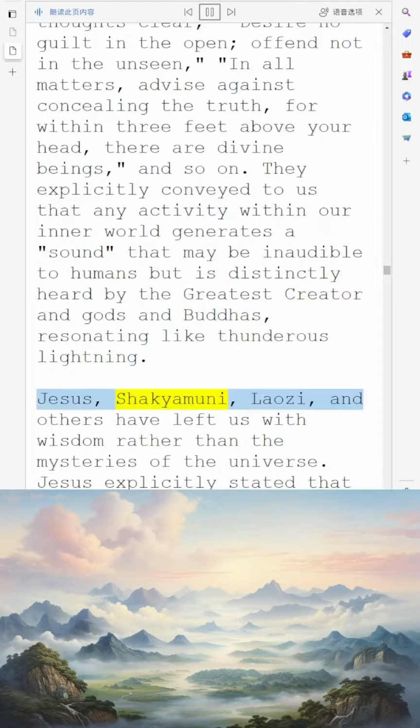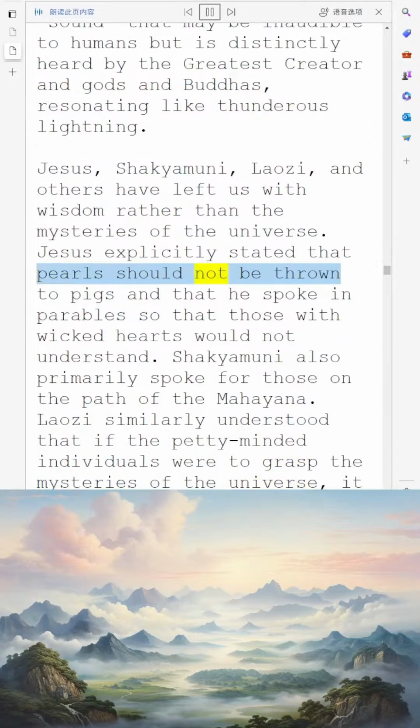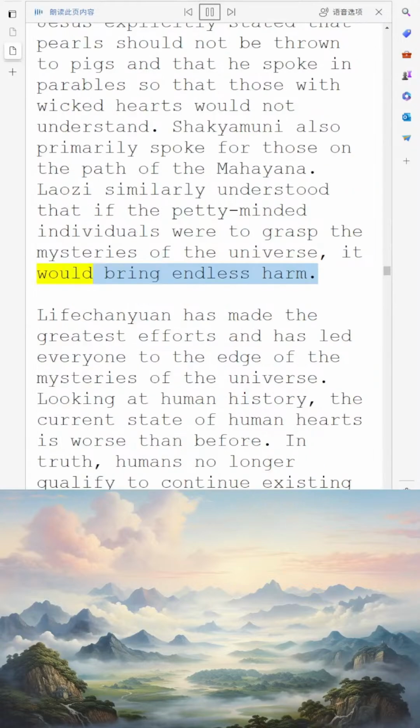Jesus, Shakyamuni, Laozi, and others have left us with wisdom rather than the mysteries of the universe. Jesus explicitly stated that pearls should not be thrown to pigs, and that he spoke in parables so that those with wicked hearts would not understand. Shakyamuni also primarily spoke for those on the path of the Mahayana. Laozi similarly understood that if petty-minded individuals were to grasp the mysteries of the universe, it would bring endless harm.